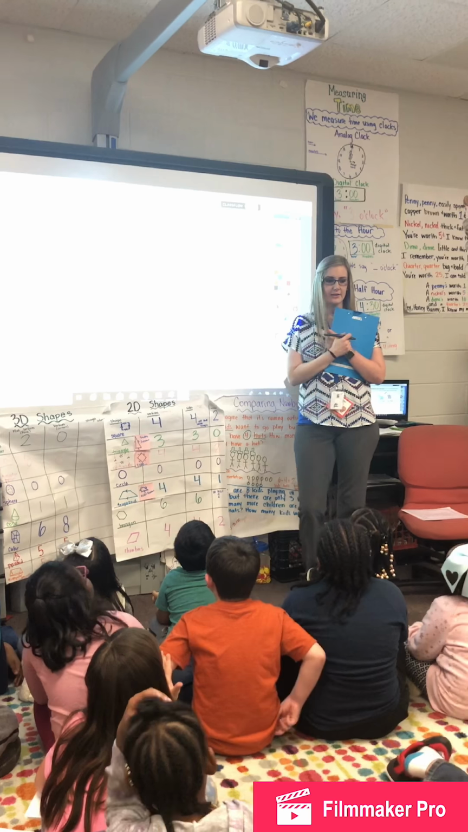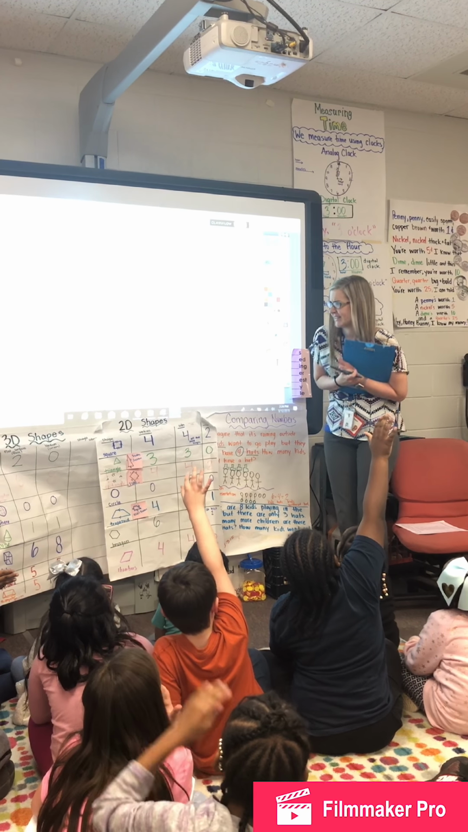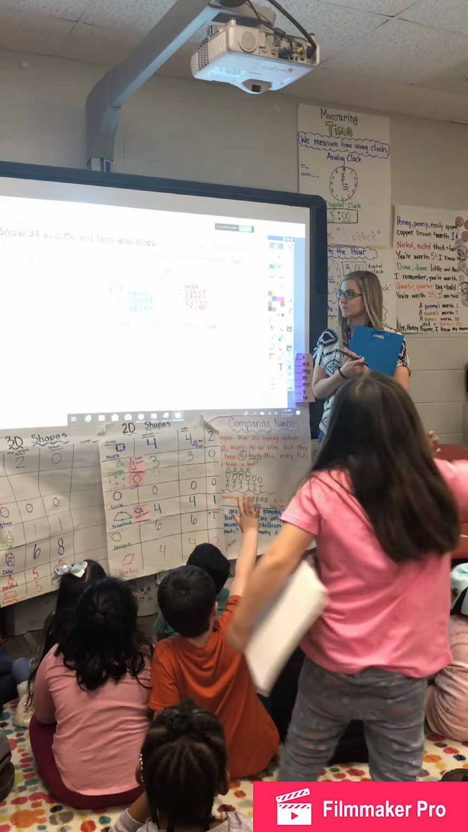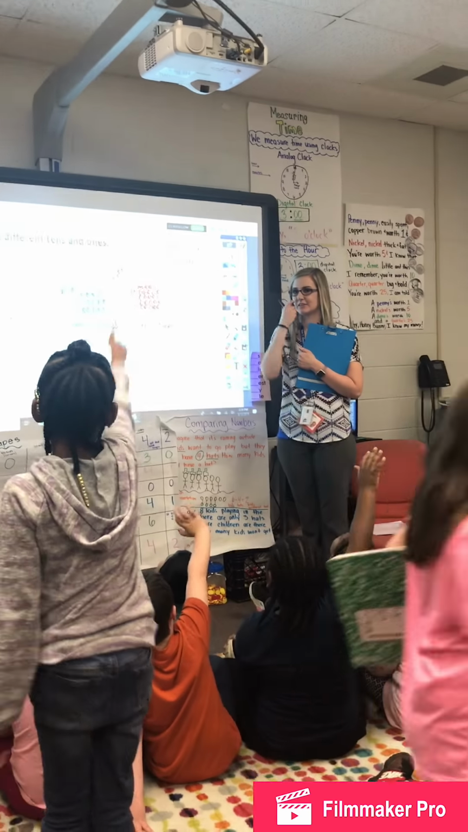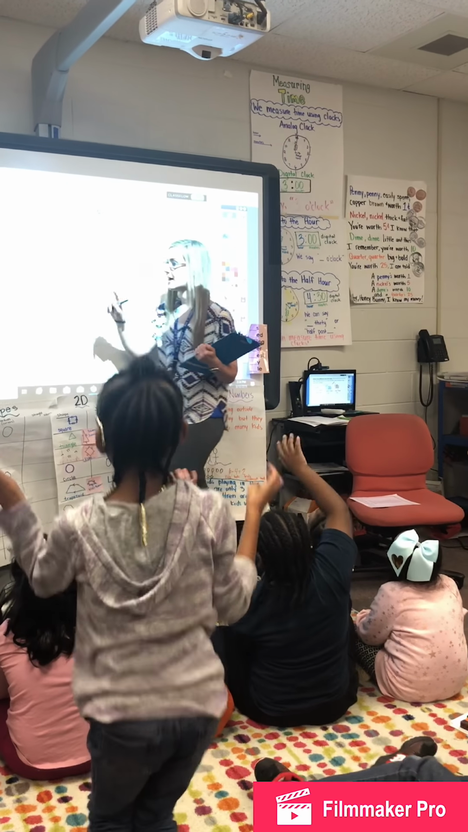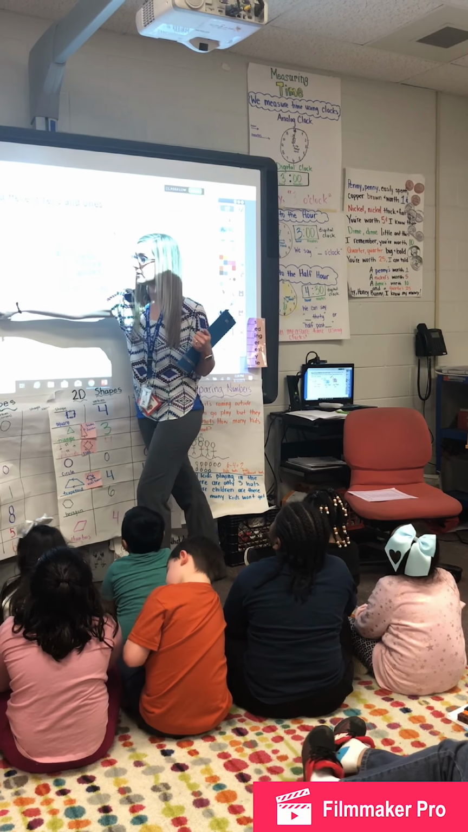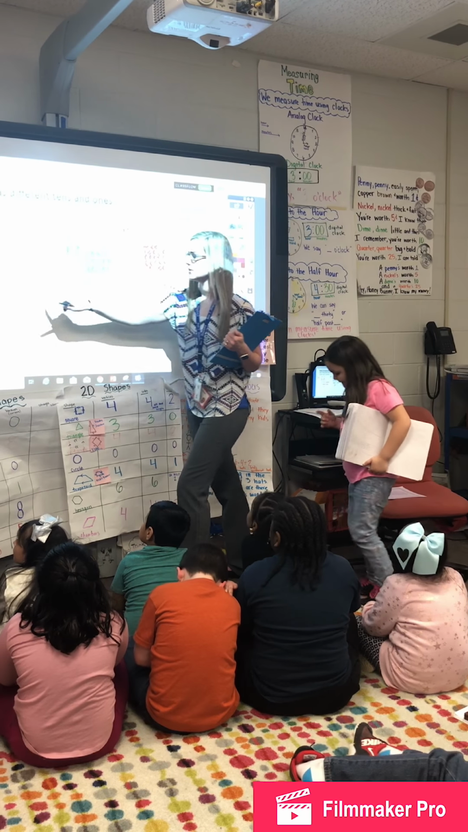Ooh, I'm noticing a pattern. Is anybody else noticing a pattern? It's all going into the same order. What's going in the same order? It's going in the number order 1, 2, 3. It's going backwards. Look, I see it. Okay, so Sydney, you're saying that what number's going backwards? My 10s are going backwards, so 3 10s is going backwards to 2 10s.